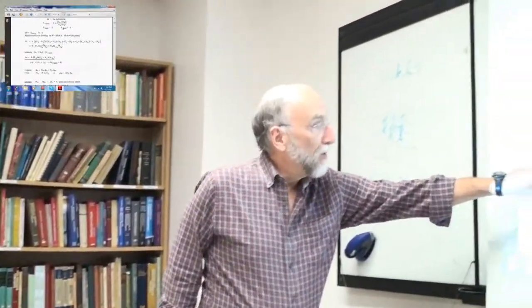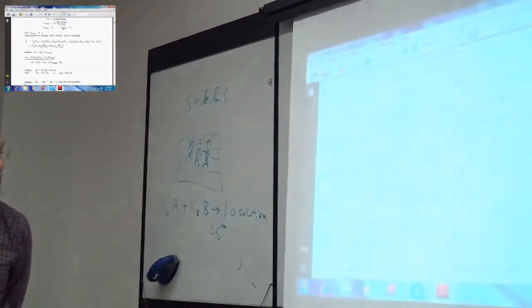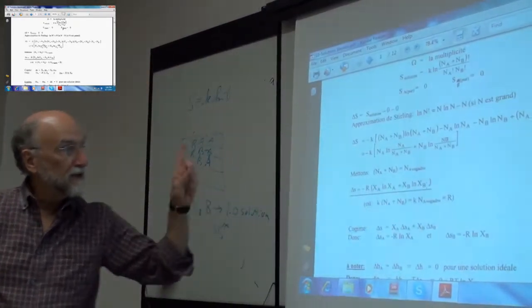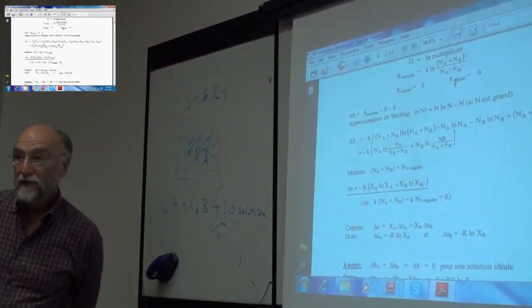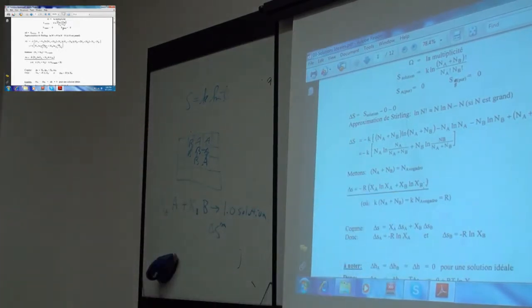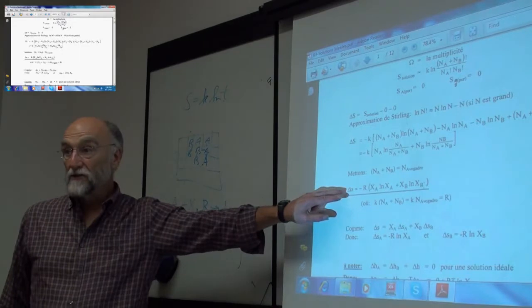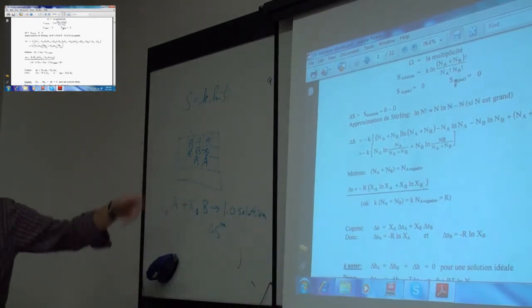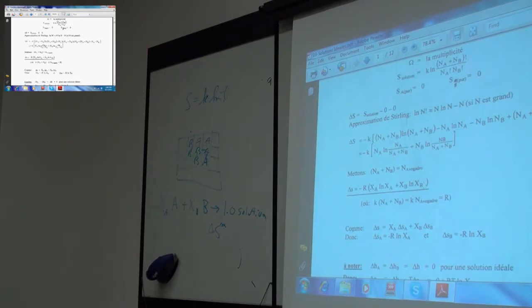This is the molar entropy of mixing. That's why I have a small s, of mixing Xa moles of A and Xb moles of B to form 1 mole of solution. Now the Xa and Xb are always less than 1, so the logarithms are always negative, so the delta S is always positive. Forming a mixture, you're increasing the disorder of the system. So the delta S is a positive term.